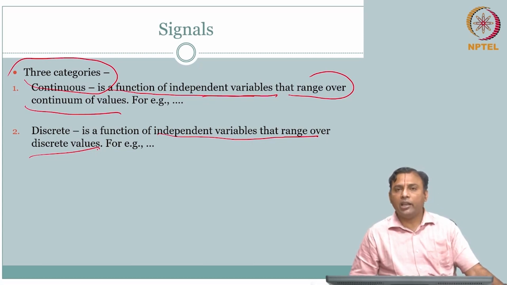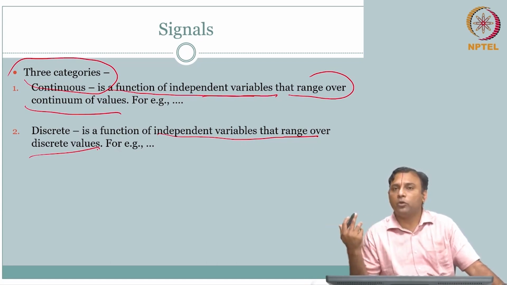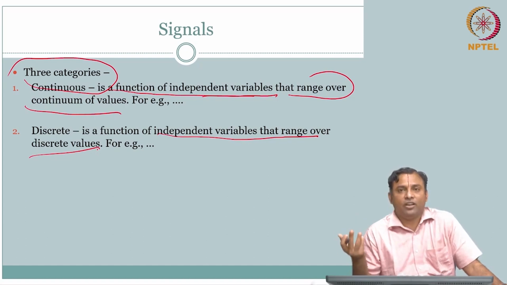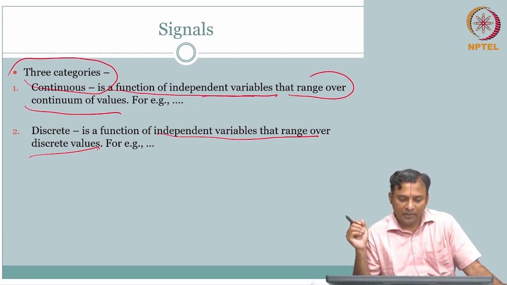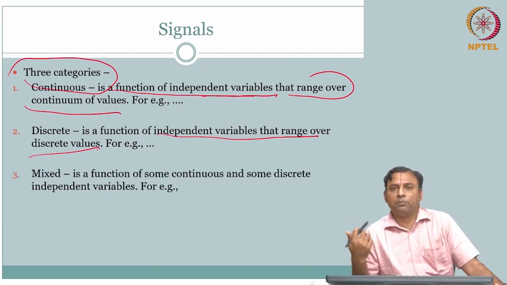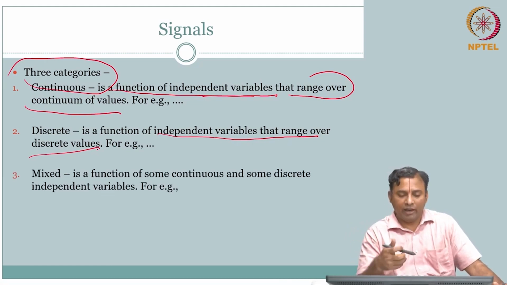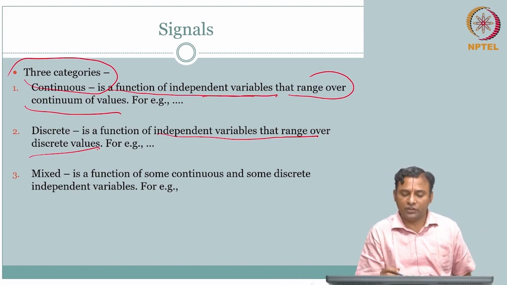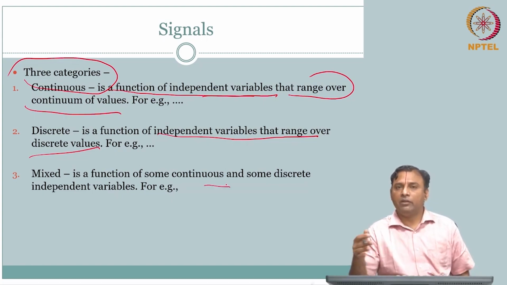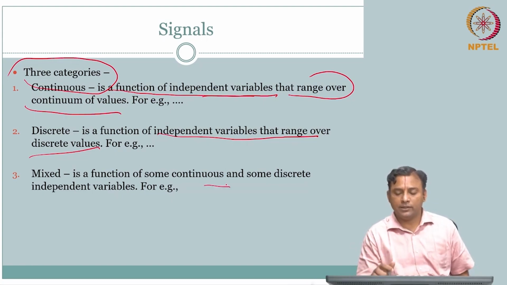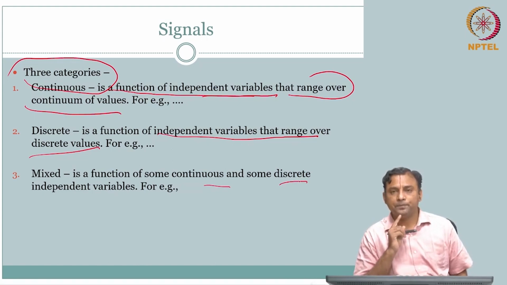So the third category could be, well, you have continuous, you have discrete. What could be the third one? A combination of both, right? So from an explanation point of view, it is just merely completing, right? I have continuous, I have discrete, so I can have a combination of these two functions. So you have some variables that are continuous, some that are discrete.